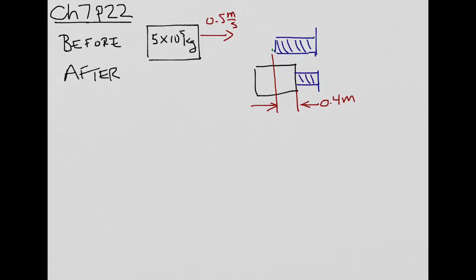This is problem 22 in chapter 7, and this is an interesting problem because there's actually two ways to solve it, and mercifully they come up with the same answer. The first way we'll consider only energy.